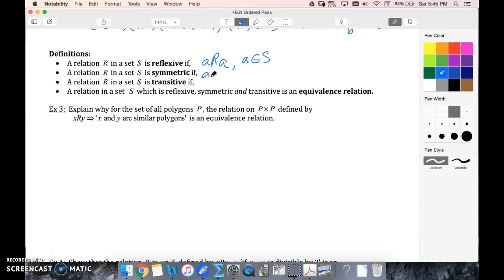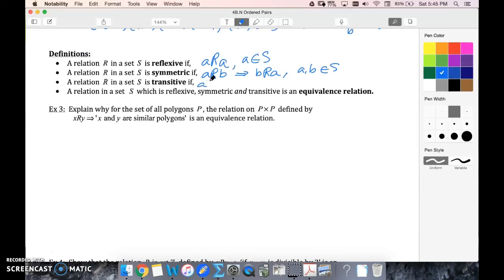Symmetric: ARB implies BRA. So symmetric, flip them over, same thing is true. And of course, this is going to be true for all A and B in our set.